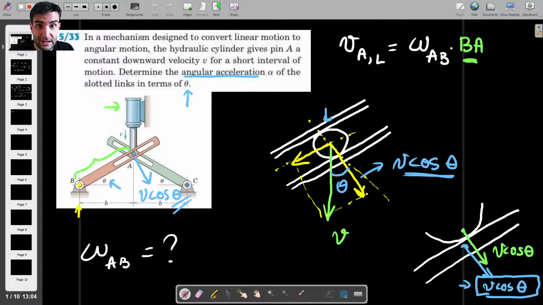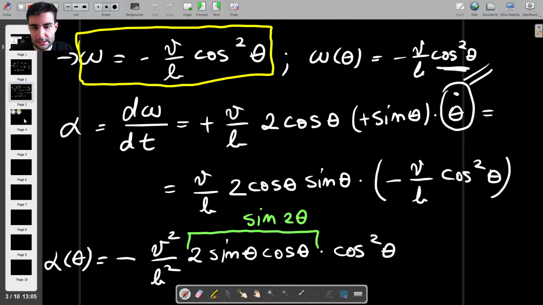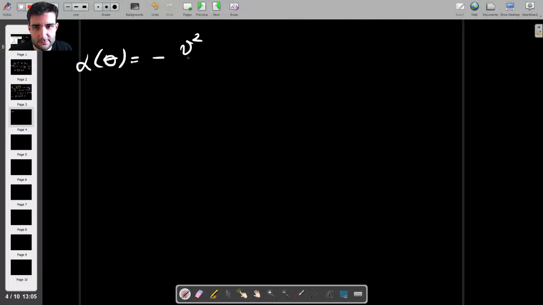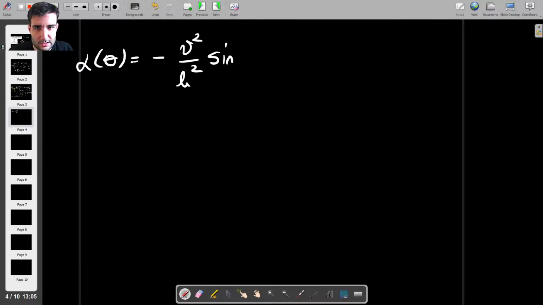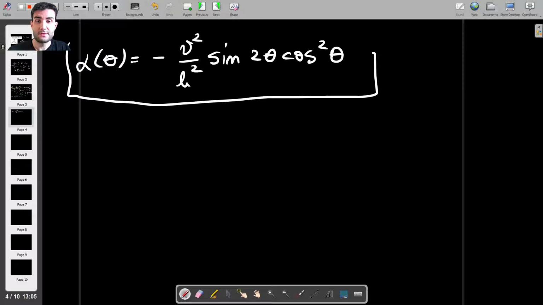Which tells us finally that the angular acceleration of bar BA as a function of the angle theta is minus v squared over b squared, and then we have sine 2 theta cosine squared theta. And that's the expression for angular acceleration. And of course the minus in front is telling us that the angular acceleration is clockwise, essentially.